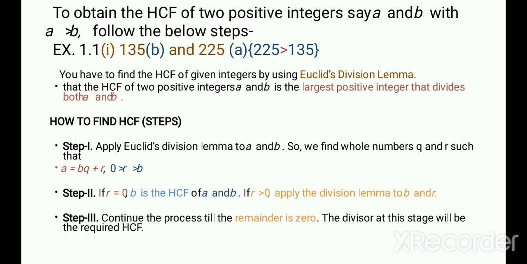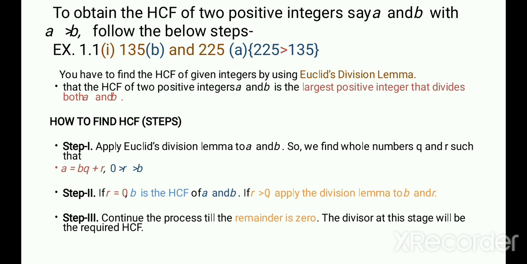The next step is to find the HCF of the given integers by using Euclid's division lemma. The HCF of two positive integers A and B is the largest positive integer that divides both A and B. So this is what the example gives. To find the HCF, the highest common factor, the largest positive integer that divides both A and B, how do we find it?